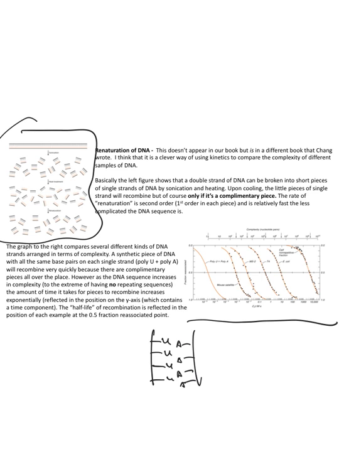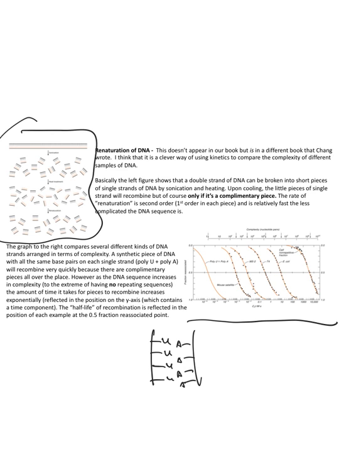So what did I write here? A synthetic piece of DNA with all the same base pairs on a single strand will recombine very quickly because there are complementary pieces all over the place. However, as the DNA sequence increases in complexity to the extreme of having no repeating sequences, the amount of time it takes for pieces to recombine increases exponentially, reflected in the position on the y-axis, which contains a time component.